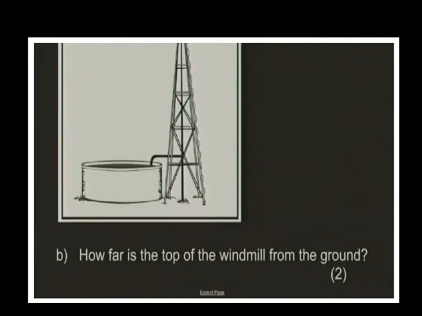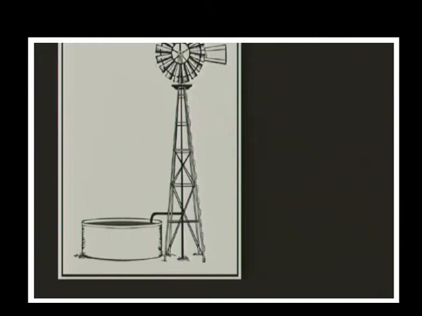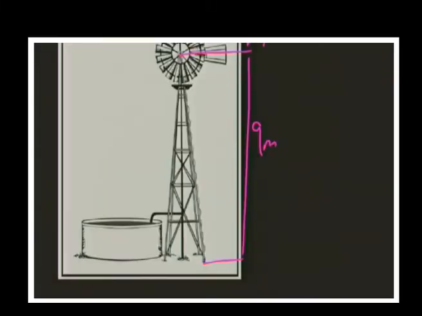Next question. How far is the top of the windmill from the ground? Now, remember we said this distance from the center of our windmill to the ground was 9 meters. How far is this little distance here to the top of the windmill? Well, it's the length of one blade. And the length of one blade we know is 1,5 meters. So we've got a little 1,5 meters there. So what's that whole length?